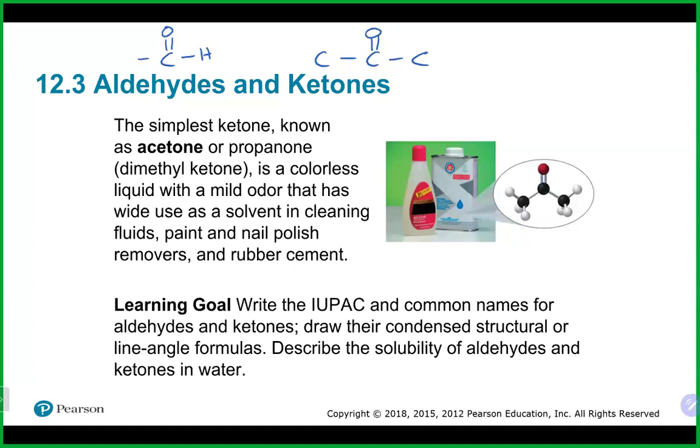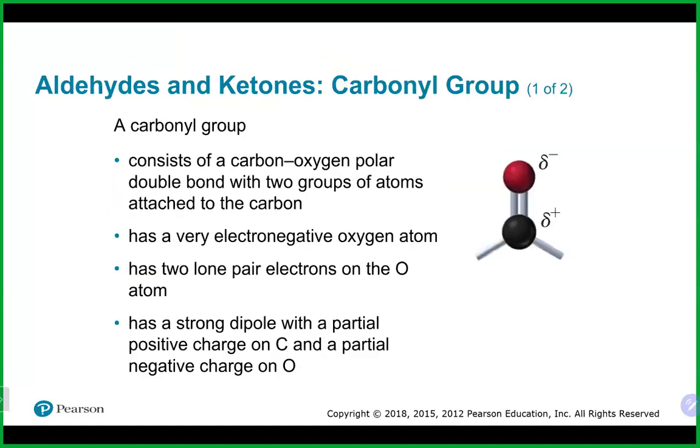The IUPAC names and common names for aldehydes and ketones are based off of this important group. Both the aldehyde and ketone contain what is referred to as a carbonyl group. A carbonyl group is a polar group, and it is the carbon-oxygen double bond that we see in these guys. The oxygen part is more negative, and the carbon part is more positive. So it is a polar bond between the carbon and the oxygen.